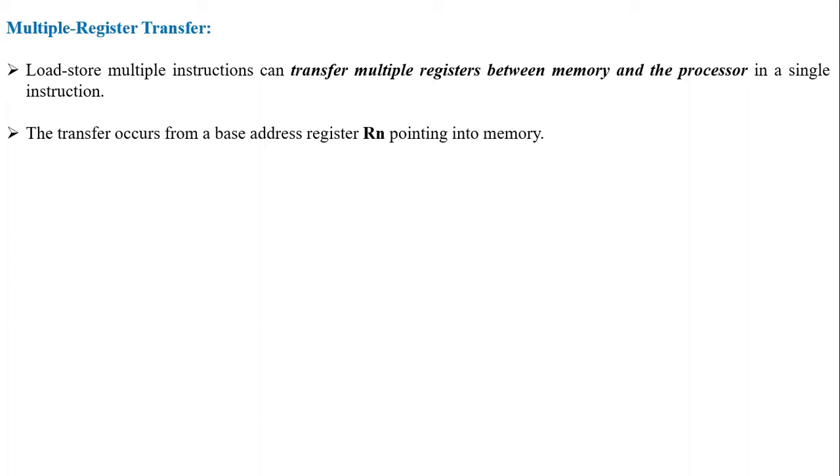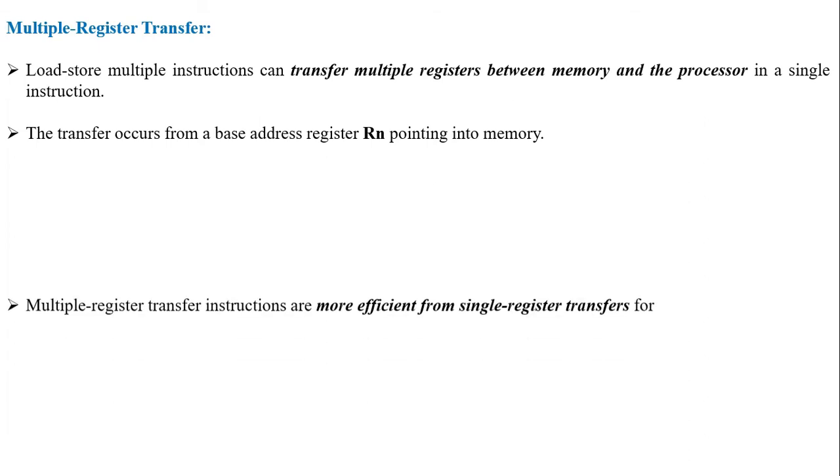The transfer occurs from a base address register, that is Rn, pointing into memory. So here the memory is pointed to by the base address register, which is called Rn. We can use ARM registers from R0 to R12 as a base address register.